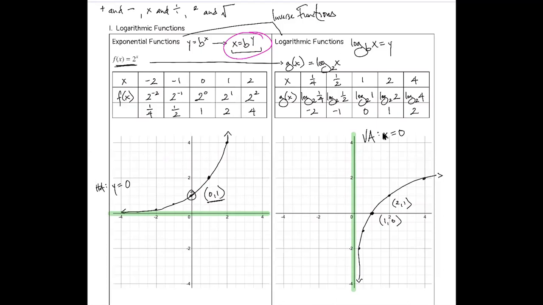All right, any questions on these two graphs here so far? Do you have a specific question about the vertical asymptote? Like, why is it x equals 0? Every single point on this line has the same x value. They're all x equals 0. So together, they make the line x equals 0.